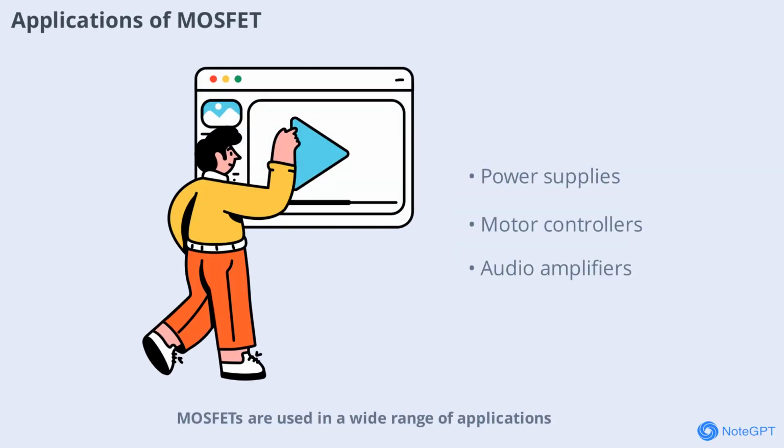MOSFETs are used in a wide range of applications, from power supplies and motor controllers to audio amplifiers and digital logic circuits. Their unique characteristics make them ideal for both high-speed switching and precise analog control. Understanding MOSFET characteristics helps engineers choose the right device for each application, ensuring optimal performance and reliability.